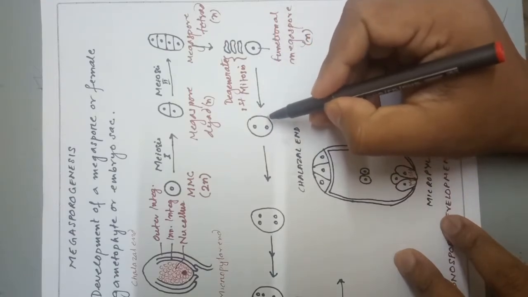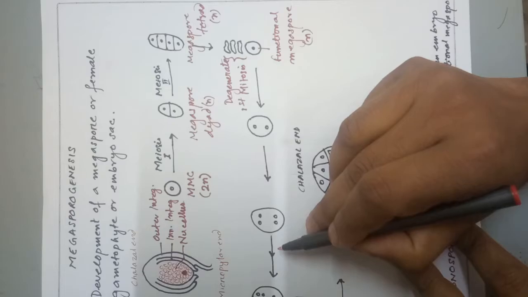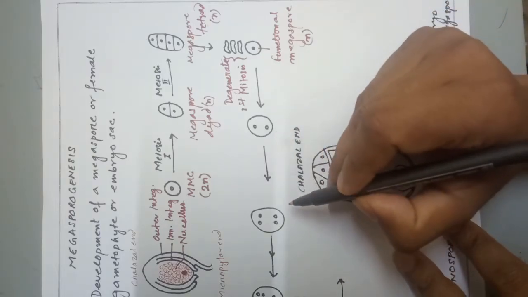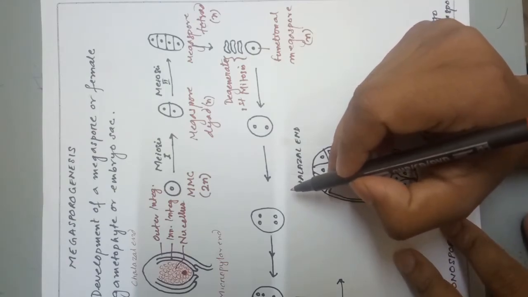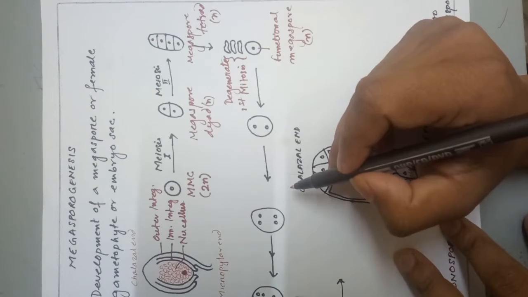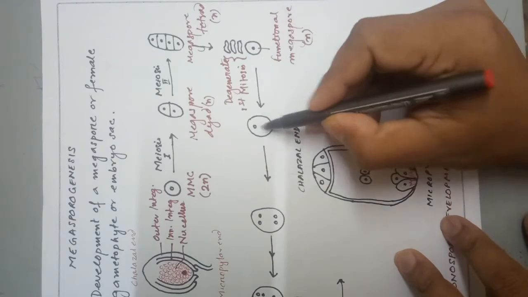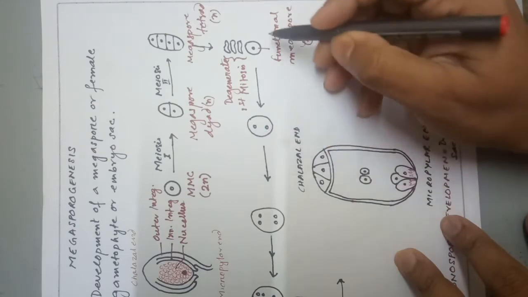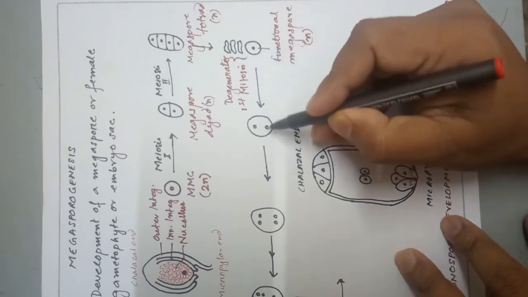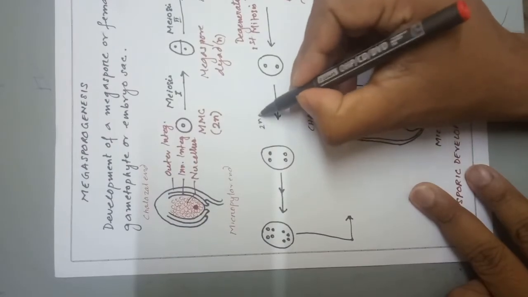But look here, students, in the first mitosis, second mitosis and third mitosis, in these three mitoses, only the nucleus will divide, but not the cell. It is a free nuclear division. Only the nucleus will divide, but not the cell. Because the cell is not dividing, there is no formation of a cell wall. So from one nucleus we get 2 nuclei in a single cell. Now this will divide once again. So this is the second mitosis.